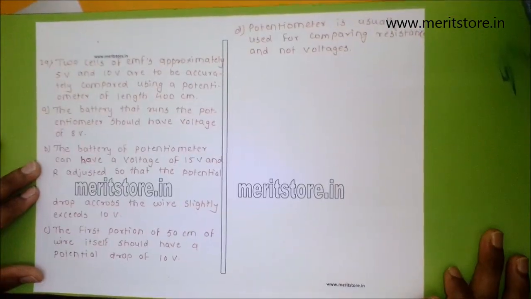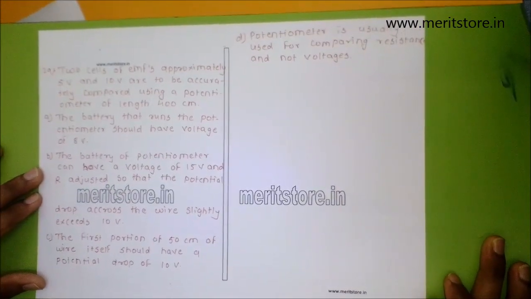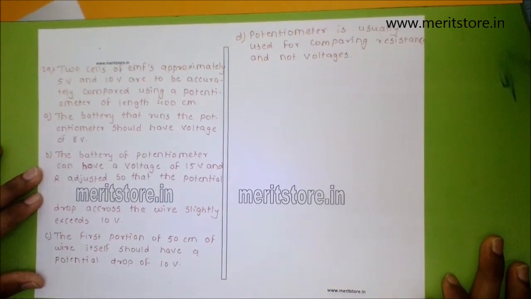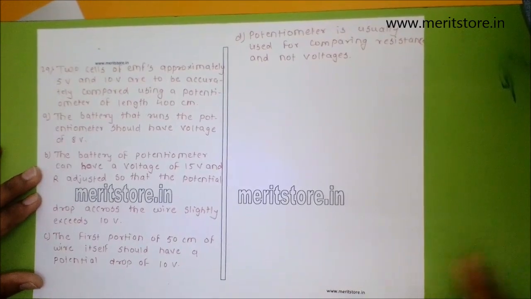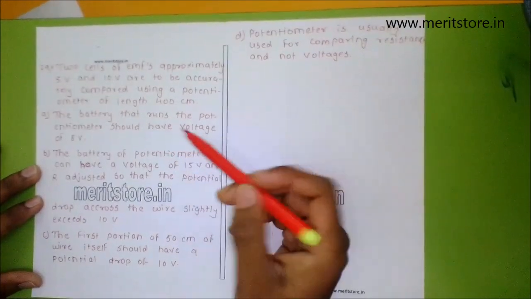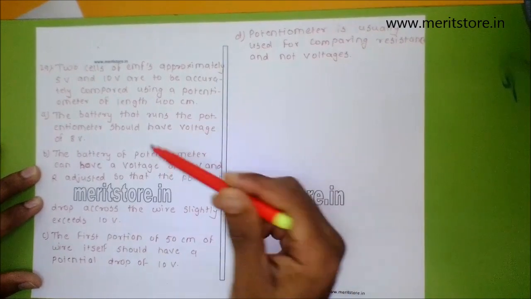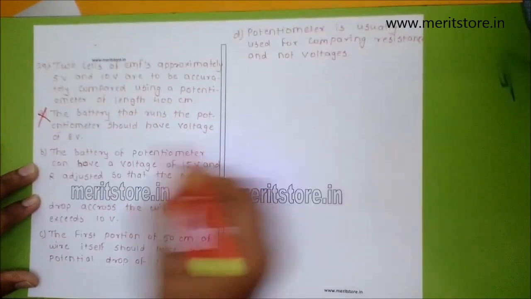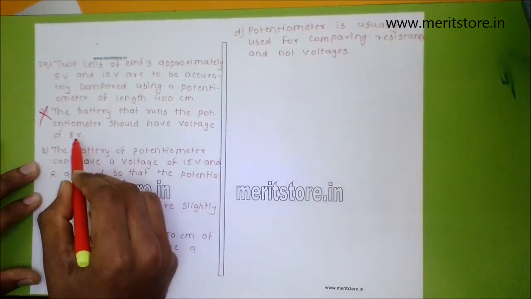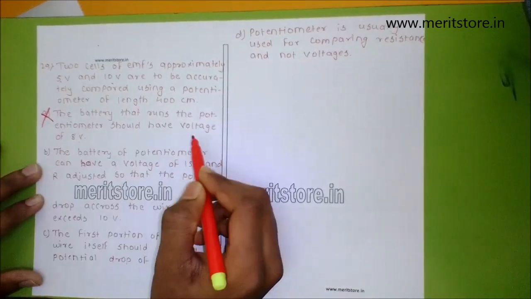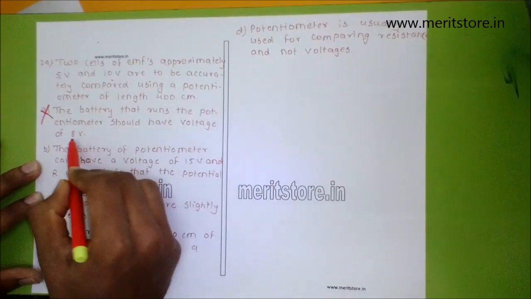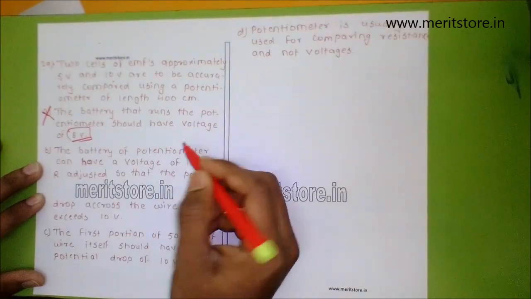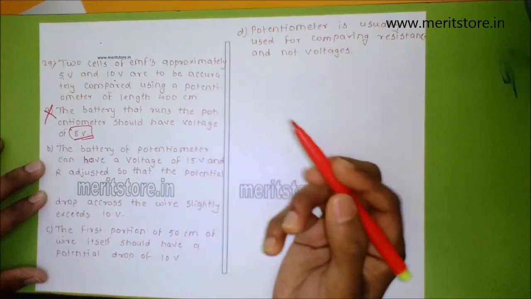Two cells of EMFs approximately 5 volts and 10 volts are to be accurately compared using a potentiometer wire of length 400 centimeters. There are 4 options given. First option, the battery that runs the potentiometer should have a voltage of 8 volts. This is not true, because if the battery that runs the potentiometer has a voltage less than either of the comparing voltages, it wouldn't really be driving the potentiometer, and the calculations or the readings would not be accurate.